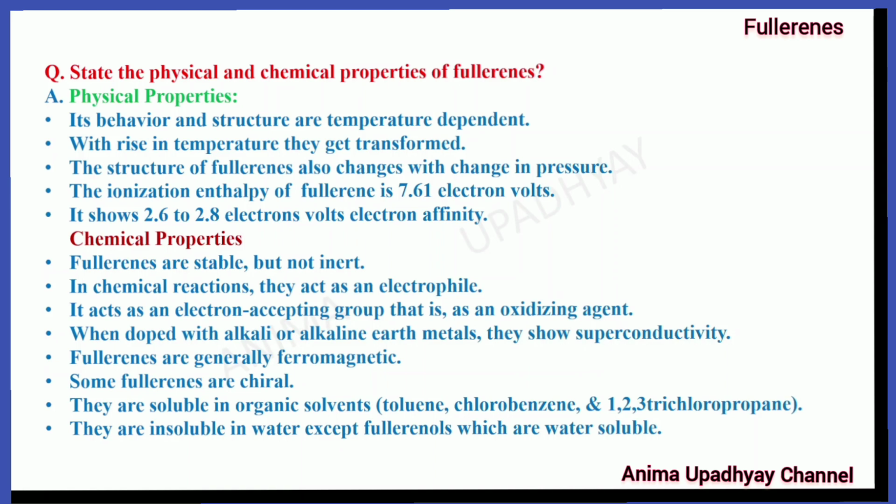The chemical properties involve that the fullerenes are stable but not inert. That is, they are chemically active. In chemical reactions, they act as an electrophile. It acts as an electron accepting group, that is, as an oxidizing agent. When it is doped with alkali or alkaline earth metals, they show superconductivity. They are generally ferromagnetic. Some fullerenes are chiral. They are soluble in organic solvents but are insoluble in water, except for fullerenols, which are soluble in water.